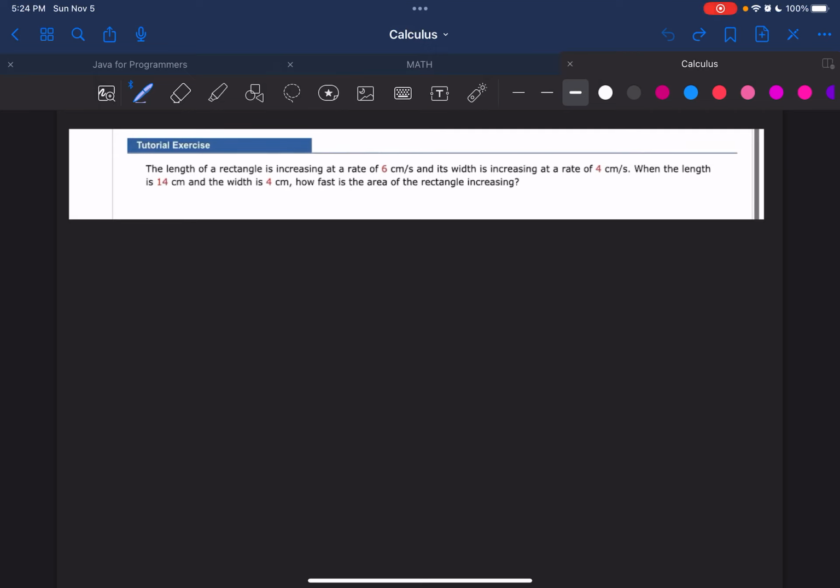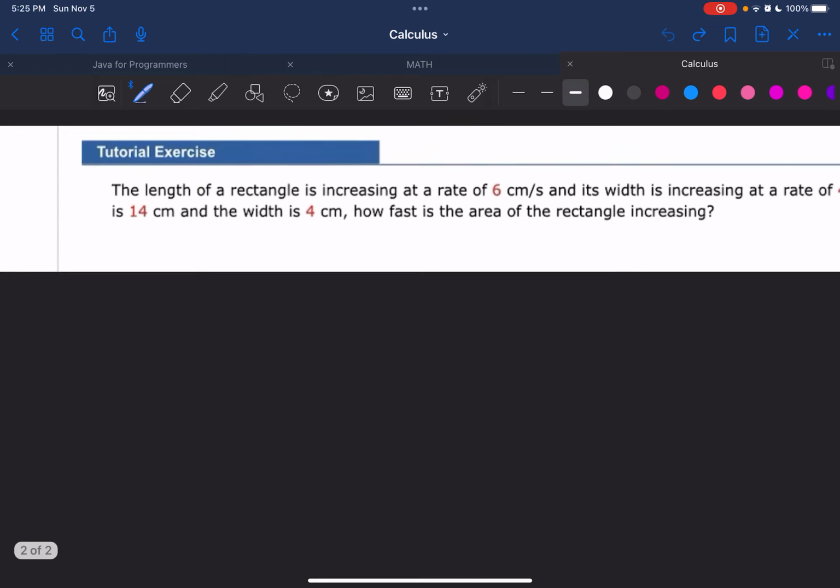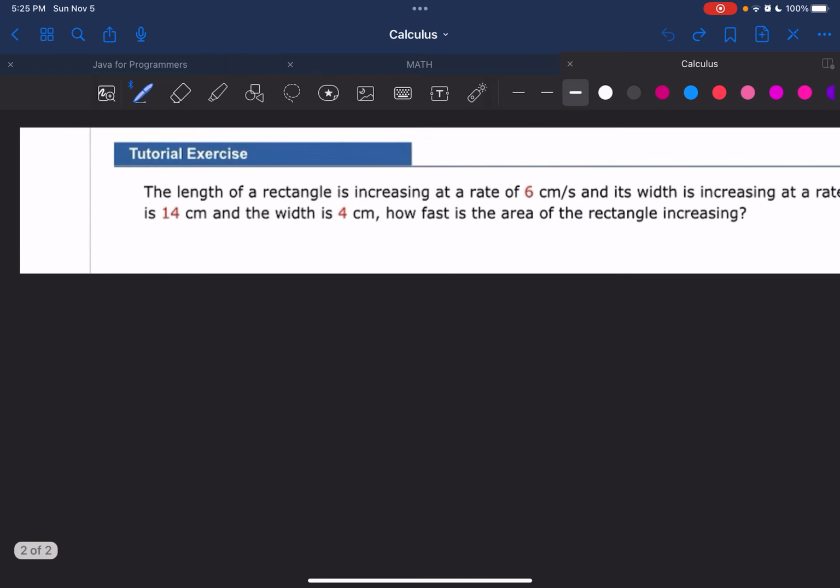All right, so I'm going to try to solve this problem, which comes from a tutorial exercise that one of my friends sent me. I'm going to start by reading the question. The length of a rectangle is increasing at a rate of 6 centimeters per second, and its width is increasing at a rate of 4 centimeters per second. When the length is 14 centimeters and the width is 4 centimeters, how fast is the area of the rectangle increasing? So here we want to find how fast the area of the rectangle is increasing.